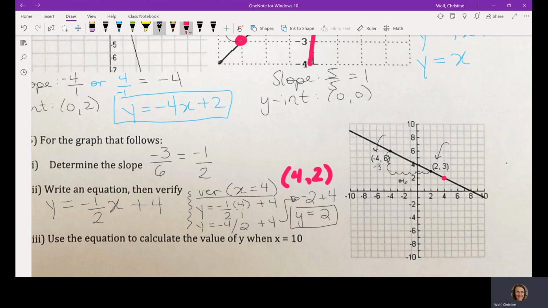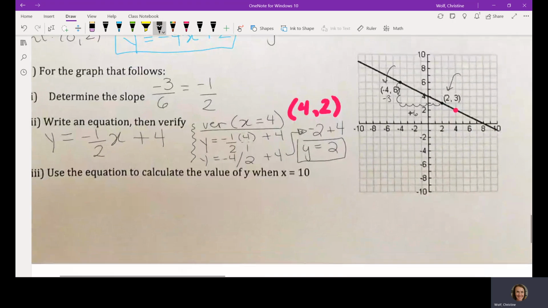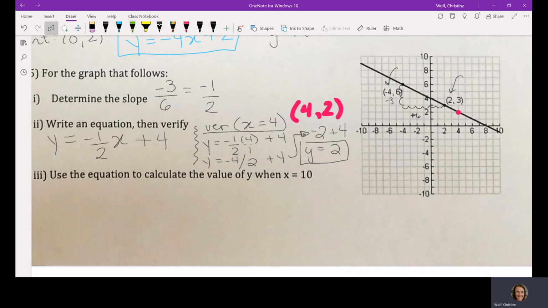Okay. Then it says, use the equation to calculate the value of y when x is 10. Okay. So this is just another way of using our equation to find another point on the line. So they want us now to solve for y. What would y be when x is 10? All right, so this means negative 1 times 10. I'm just multiplying those together over just a 2. You do not also multiply the 2 with the 10. That is a very, very common and frustrating error.